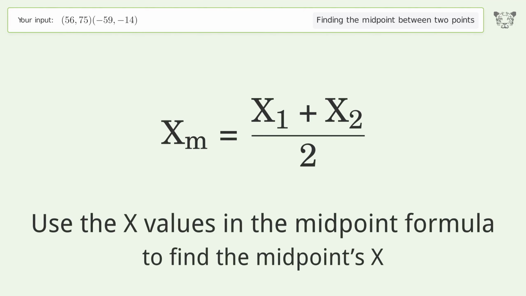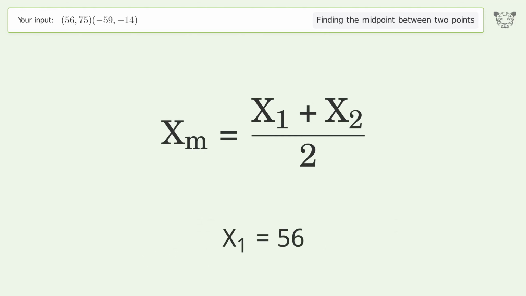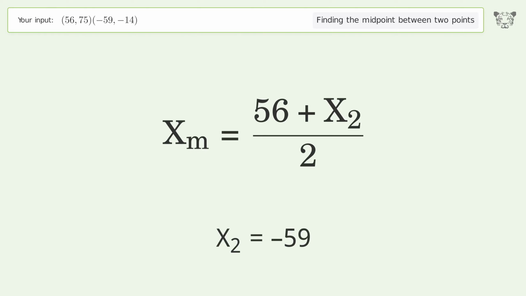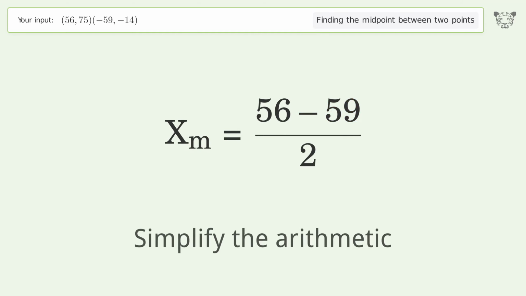Use the x values in the midpoint formula to find the midpoint's x. x1 equals 56. x2 equals negative 59. Simplify the arithmetic.